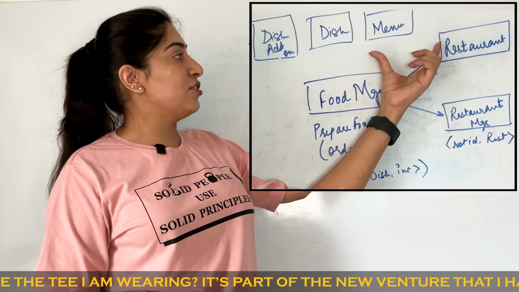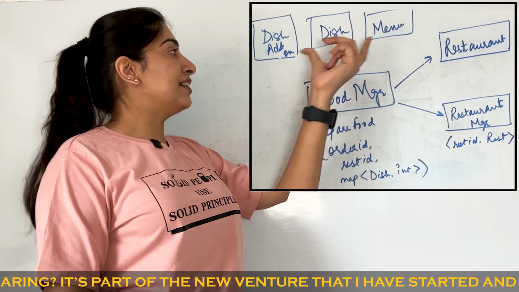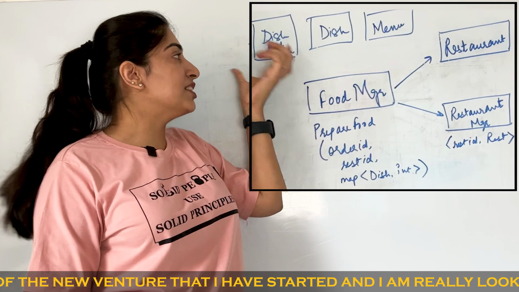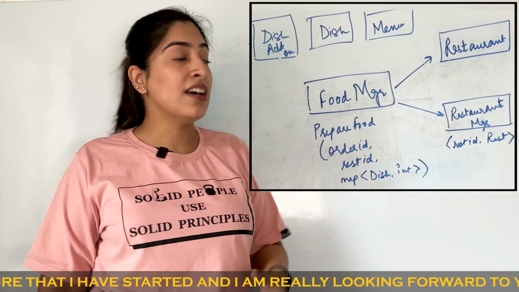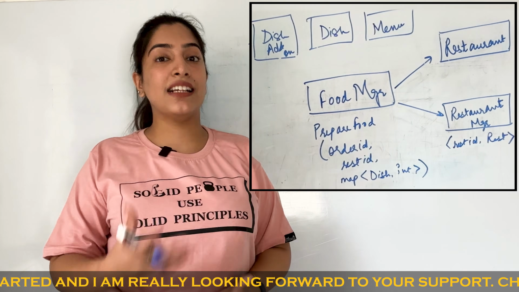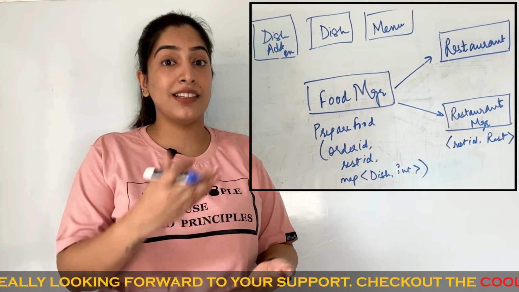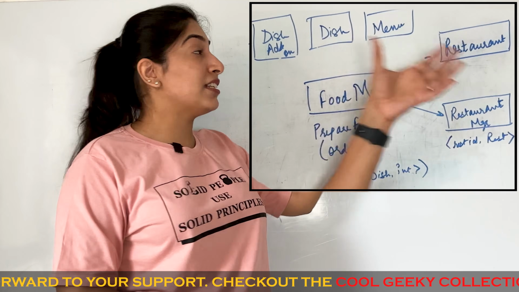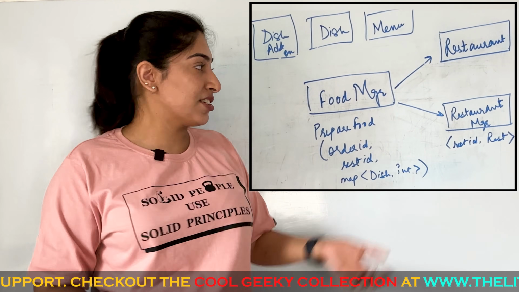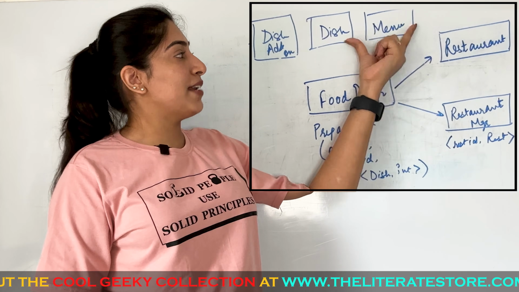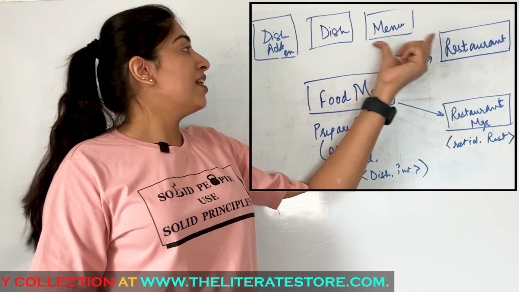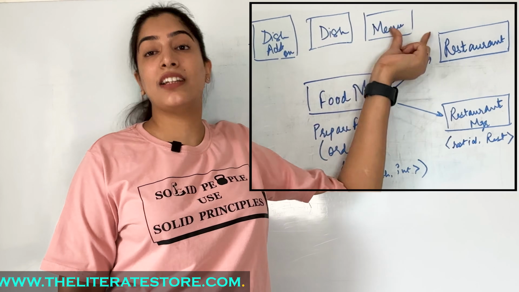According to me, a menu should not exist without a restaurant. A dish should not exist without a menu. A dish add-on should not exist without a dish. So basically, this is not just a has-a relationship, but it is also dependent. The life cycle is dependent on it. And that is why this is going to be a composition relationship. So a restaurant has a menu and the menu cannot exist without the restaurant. A menu has a dish and the dish cannot exist without the menu.